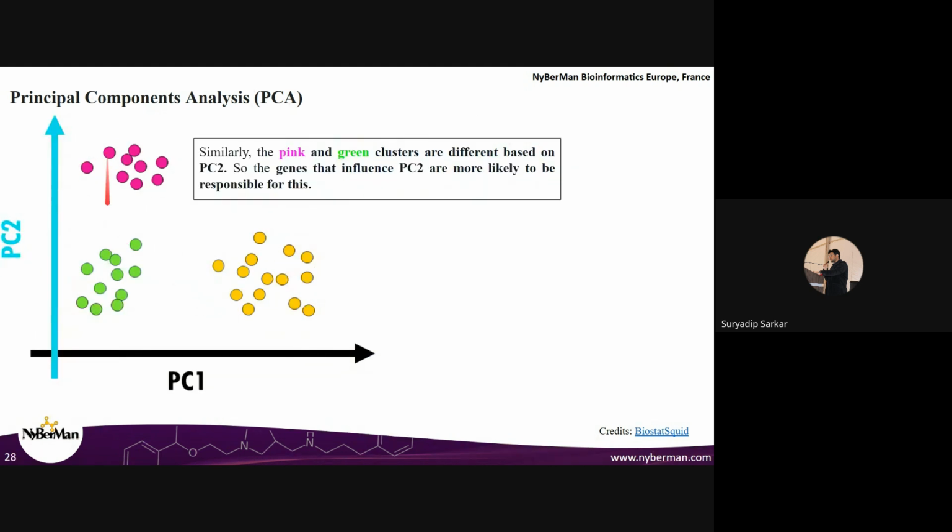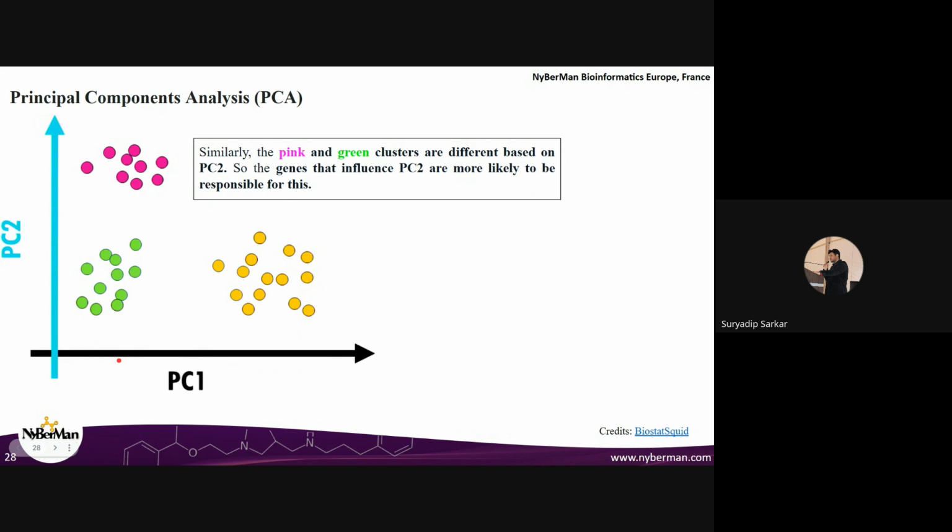In case of pink and green, right, the difference is based on PC2. If I was looking at green and, for example, if PC2 was not here, the green would be somewhere here only. It would be overlapping with the pink. The green and the pink would be overlapping, right? Because with respect to PC1, they are at the same place. They are localized somewhere around here with respect to PC1.